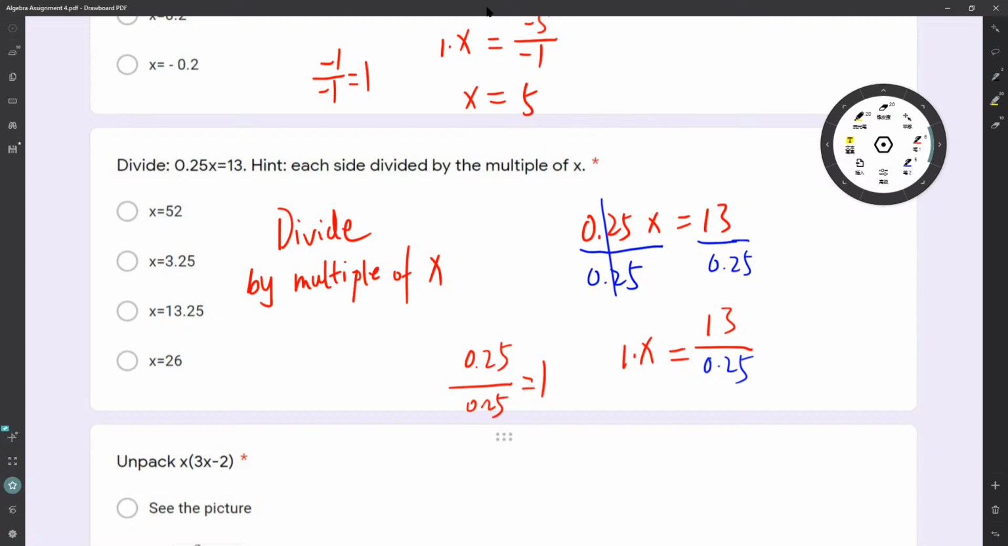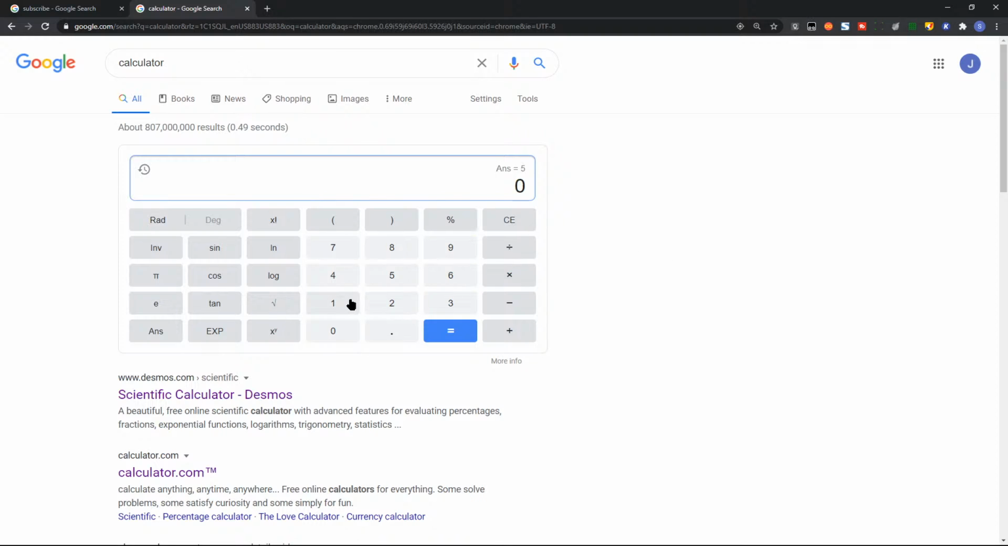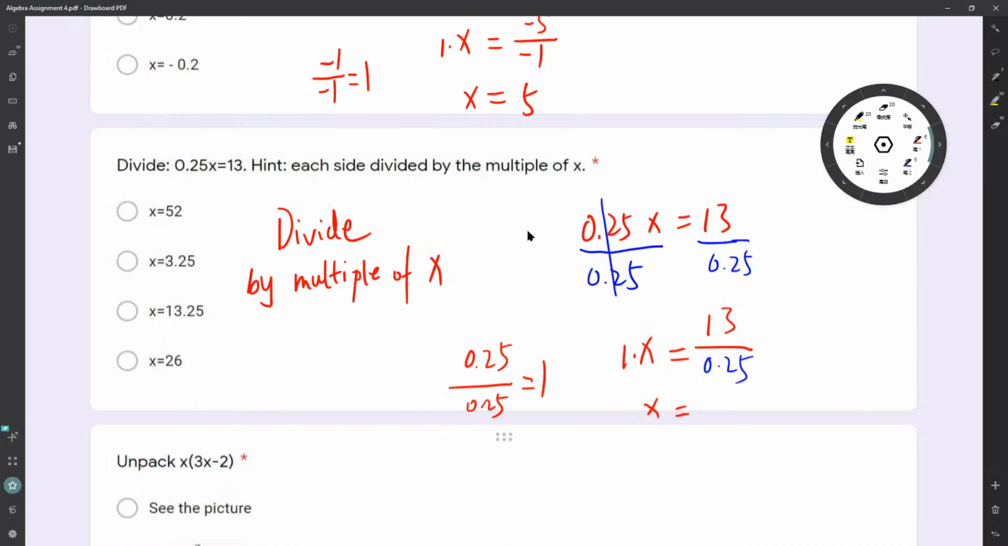Why do we divide by the multiple of x? Because we want it just 1x, or it's just x. 1x is x. And if we do the division here, then we find out the answer. So 13 divided by 0.25, and that is 52. See, you don't need to think too much. Remember, divide by the multiple of x. You just do the division. That's the answer.